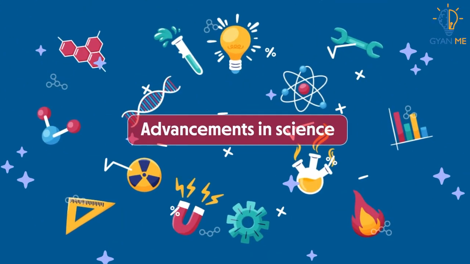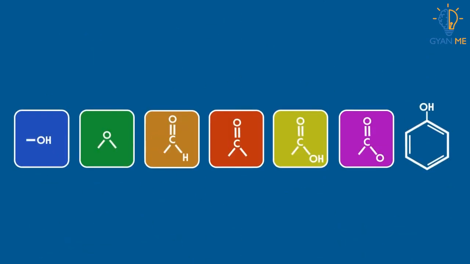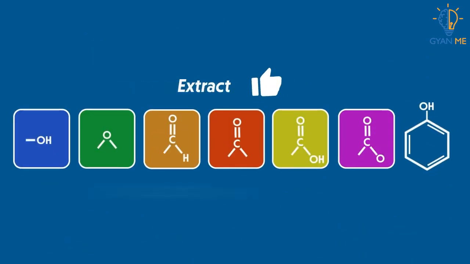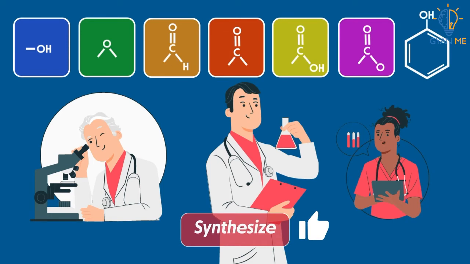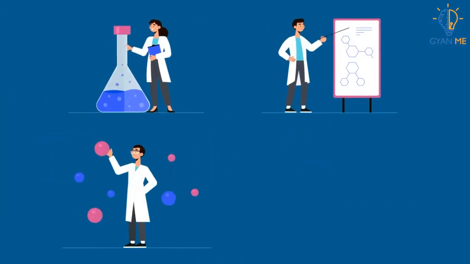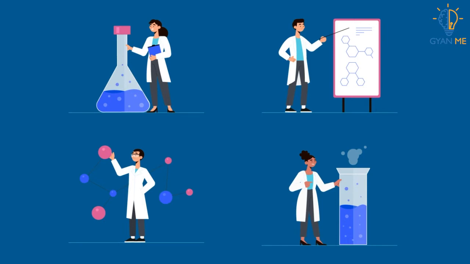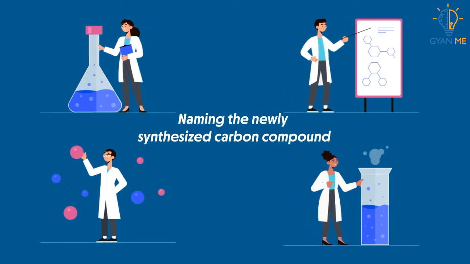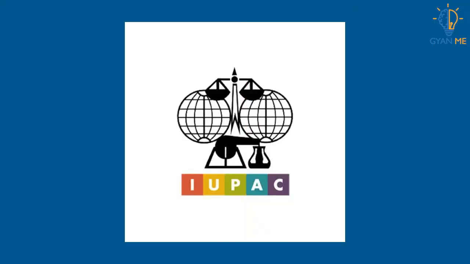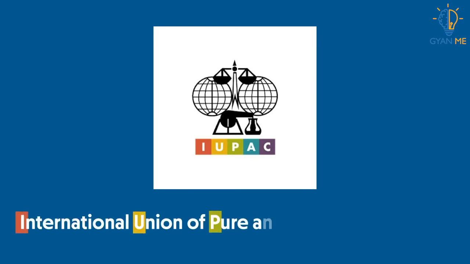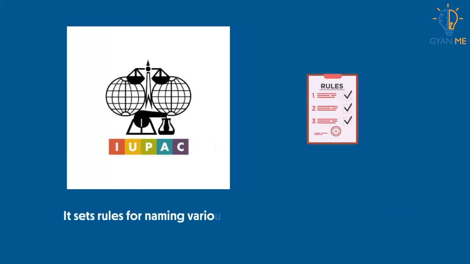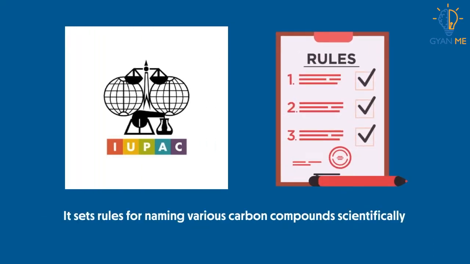With the passing of time and advancement in science, we were able not only to extract these organic compounds naturally, but we were also able to synthesize them artificially in the laboratory. Therefore, there was a need for scientists to determine a systematic method for naming these newly synthesized carbon compounds, because there were innumerable compounds that were synthesized. This is where IUPAC stepped in. It is an abbreviation of the International Union of Pure and Applied Chemistry. It sets rules for naming various carbon compounds scientifically.